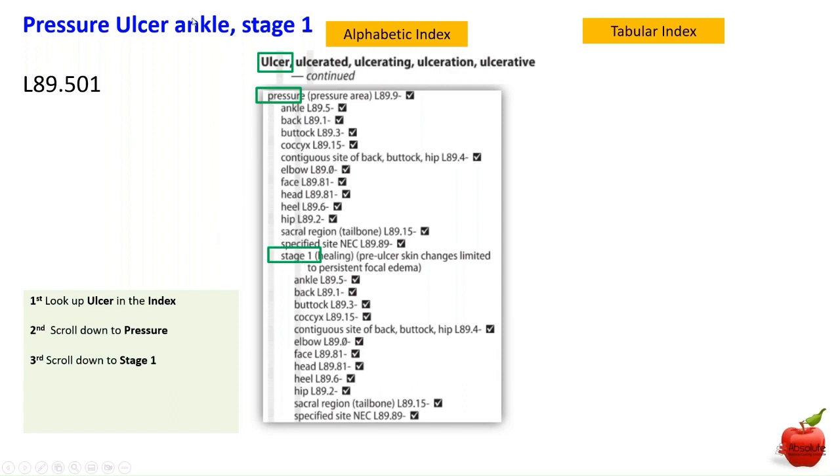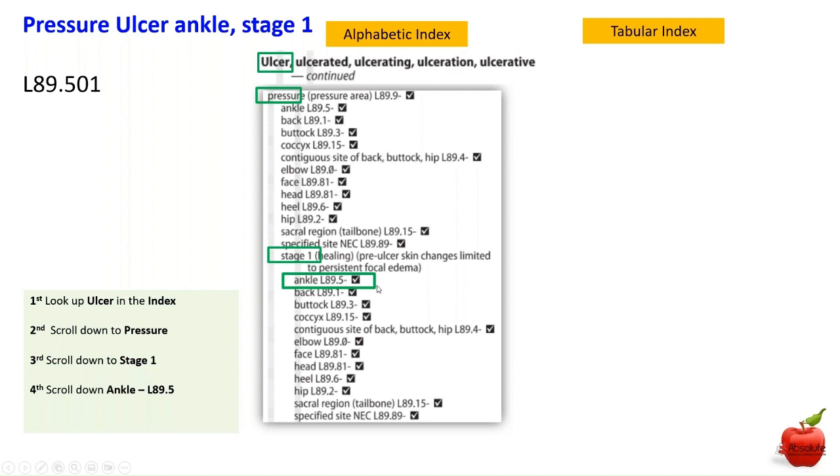Okay, so it's telling you what type of ulcer it is. It is a stage one. Whenever we start talking about specificity, because I'm glad someone asked that in the chat, the right and left, that is laterality. But as far as the specificity of the ulcer, that is referring to the stage. Is it stage one, two, or whatnot? And this is given to us. So we start with ulcer pressure, stage one. Specifically, we're looking for the ankle. And that's going to bring us to L89.5.